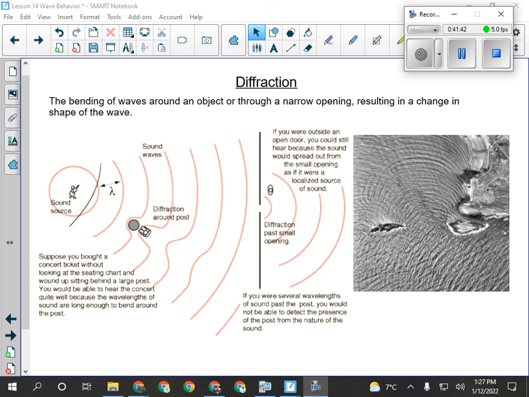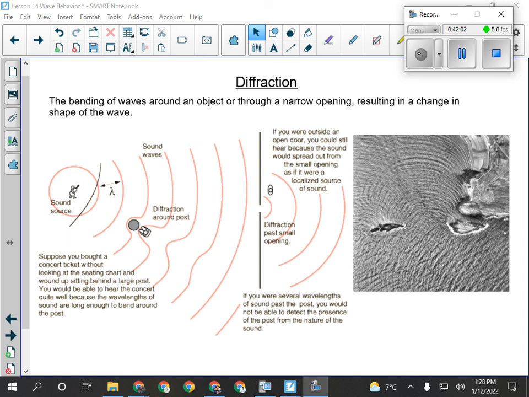If I've got water waves, like you see in this picture on the right, coming towards this gap between these two rocks, they go from being fairly straight to being quite curved. That's diffraction. Diffraction is the bending of a wave either around an object or through a narrow opening.